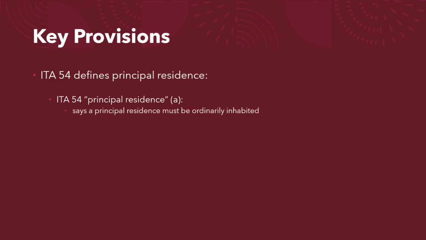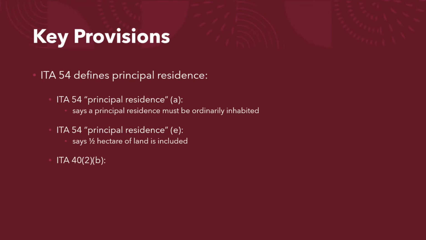We also look at paragraph E. Paragraph E essentially says that up to a half hectare of land is included in the definition of principal residence. This means if there is more land than half a hectare, any capital gain on that excess amount would have to be included in income, unless the taxpayer establishes that that excess land was necessary for the use and enjoyment of the property. Finally, we look at ITA section 40, subsection 2, paragraph B.